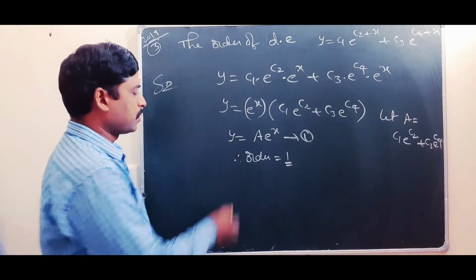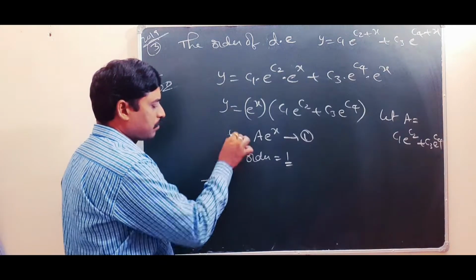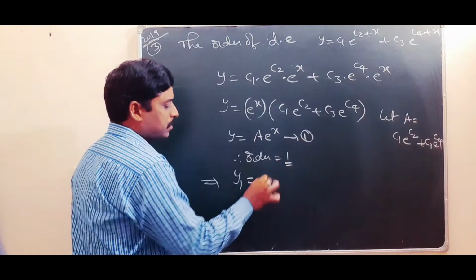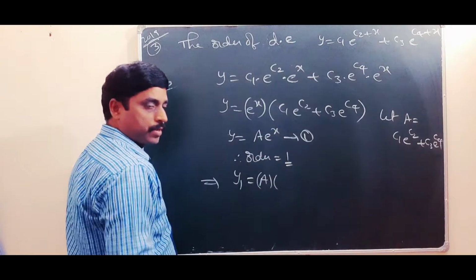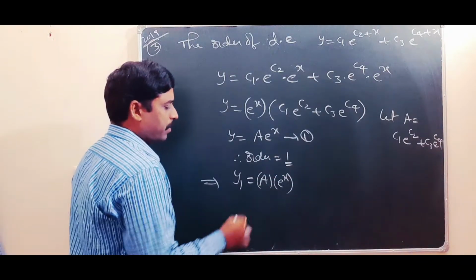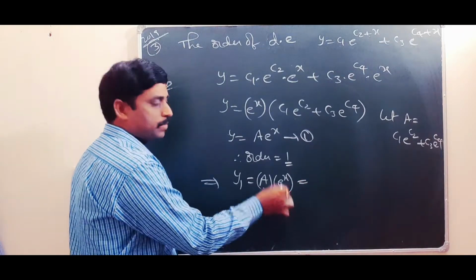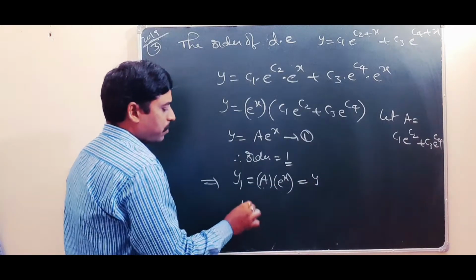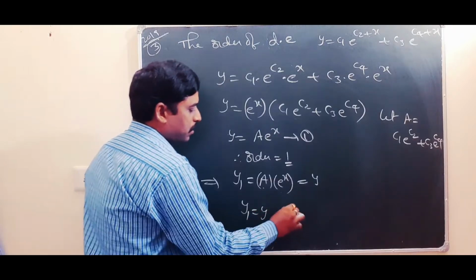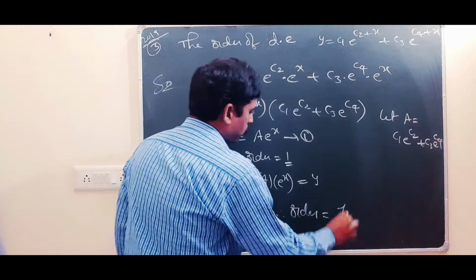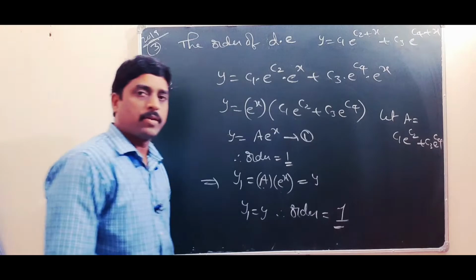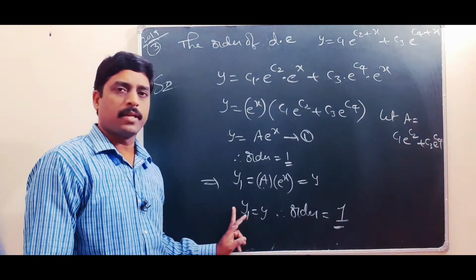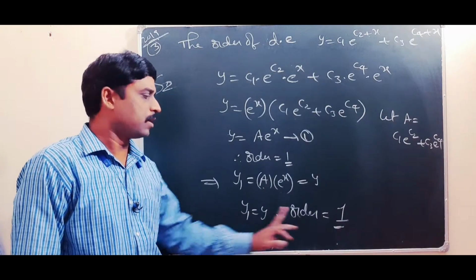So according to the process, now I explain. Differentiating on both sides, y1 is equal to a constant. Differentiation of e to the power x gives e to the power x. So placing a e to the power x, we write y. y1 is equal to y. Therefore, order is equal to 1. What is the order? The highest derivative of the differential equation. In this, the highest derivative is dy by dx. So order is equal to 1.